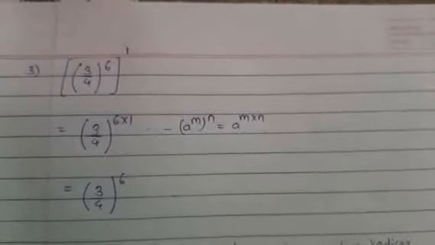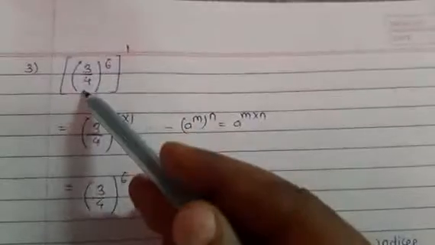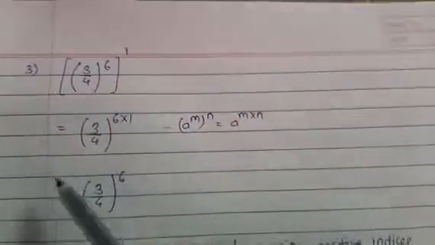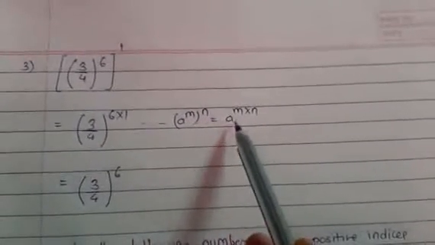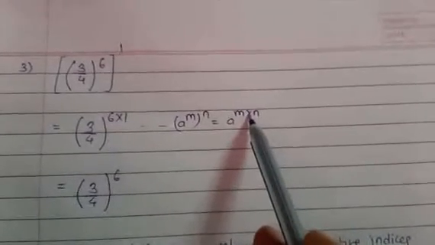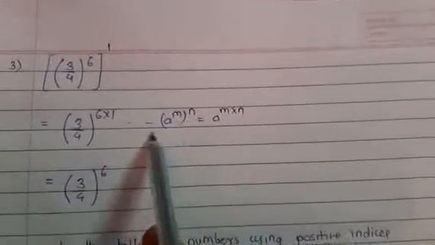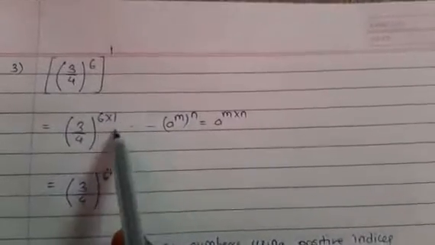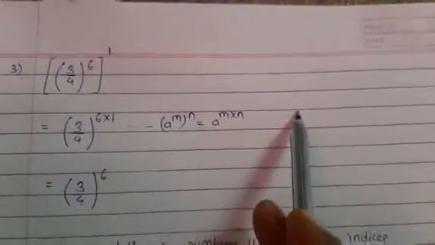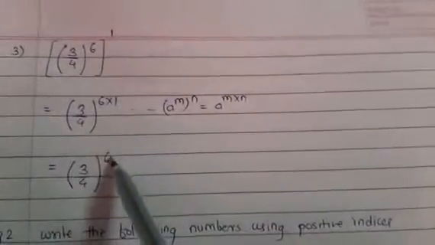Next is question number 9. (3/4)^6 raised to 1. So here it will be (3/4) raised to 6 into 1, because a raised to m raised to n is equal to a raised to m into n. For every step, whenever you are using any law of index, you have to specify that law as a reason. If you are using the various laws of indices, specify them like this as a reason. Then 6 into 1 is 6, so it will be (3/4)^6.